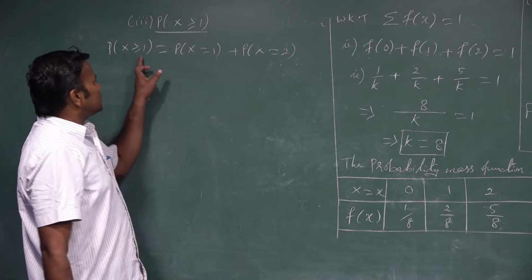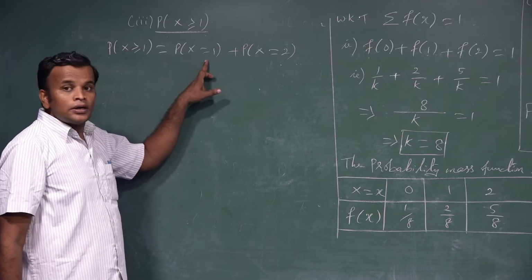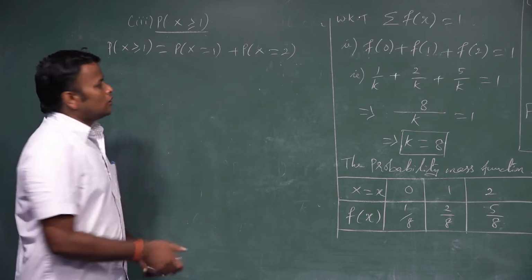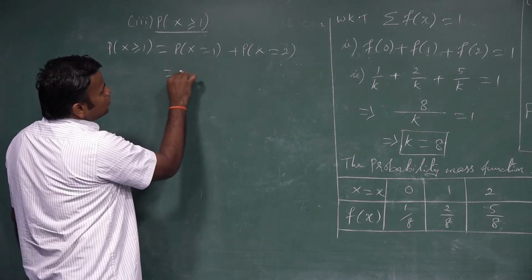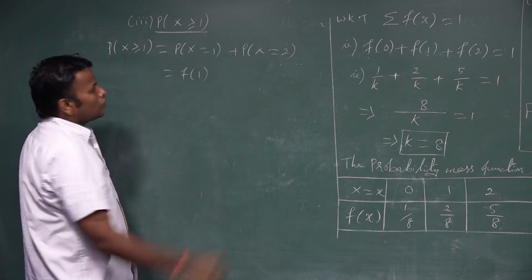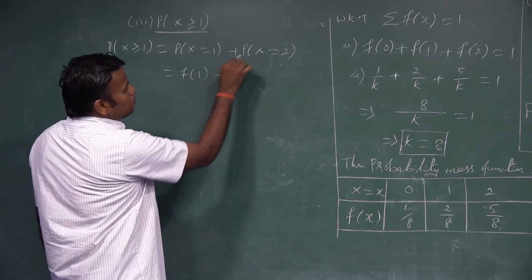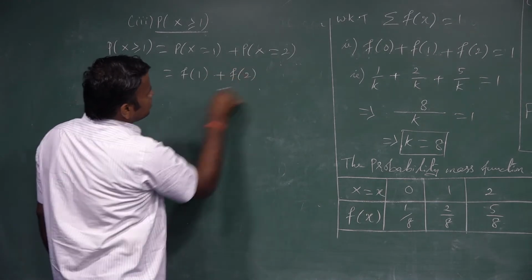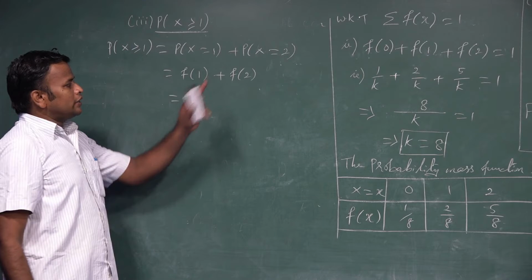So P of x is greater than or equal to 1 means it may be 1 or 2. P of x is equal to 1 is nothing but f of 1. P of x is equal to 2 is nothing but f of 2. We already found these two values.